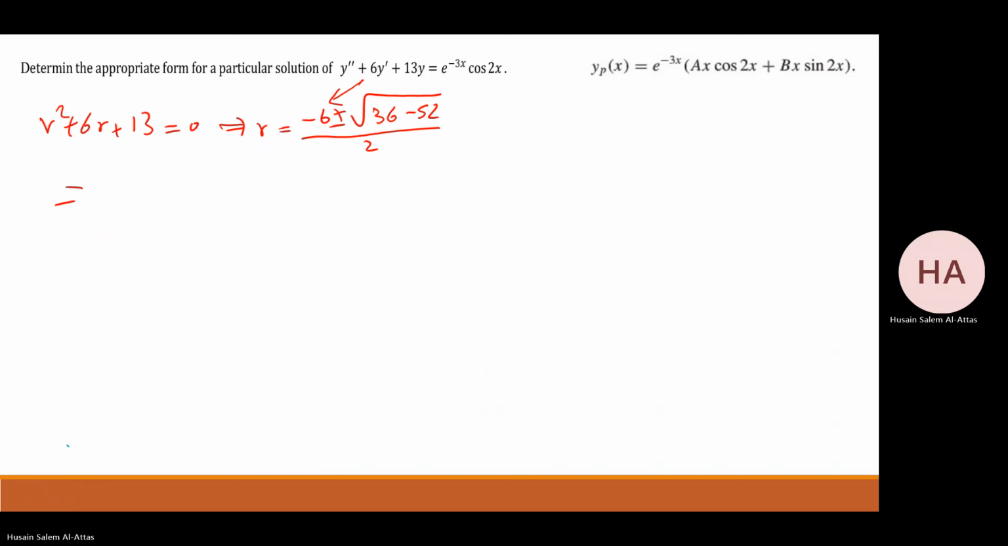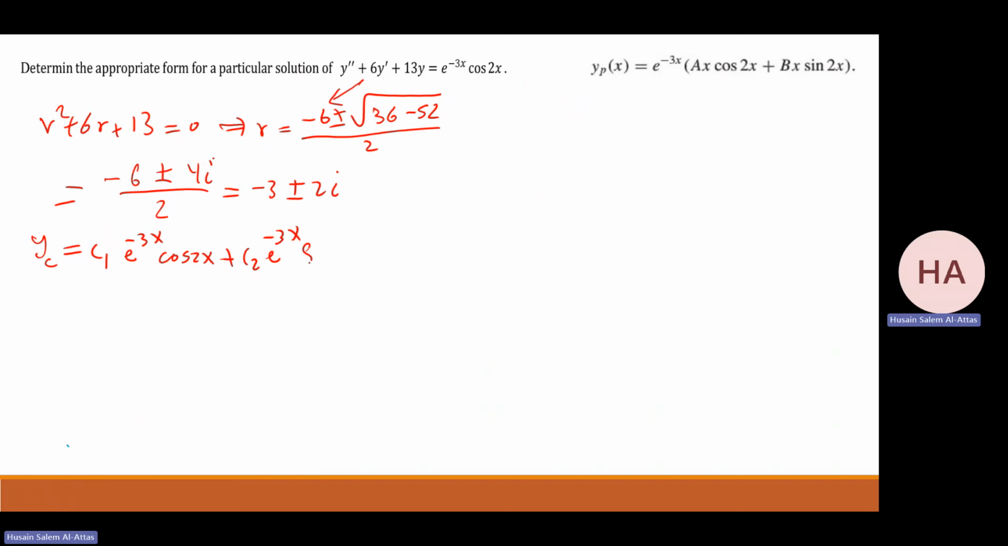Determine the appropriate form for this particular solution. I want to find the appropriate form for this particular solution. Okay, what I will do, the same thing. I need to solve this. So I have r squared plus 6r plus 13 equals 0, which is what? r equals minus 6 plus or minus the square root of 36 minus 52 over 2. That gives me what? This is 16. That gives me minus 3 plus or minus 2i. Minus 6 plus or minus 4i over 2. That is minus 3 plus or minus 2i. And what is yc? C1 e to the minus 3x cosine 2x plus C2 e to the minus 3x sine 2x.